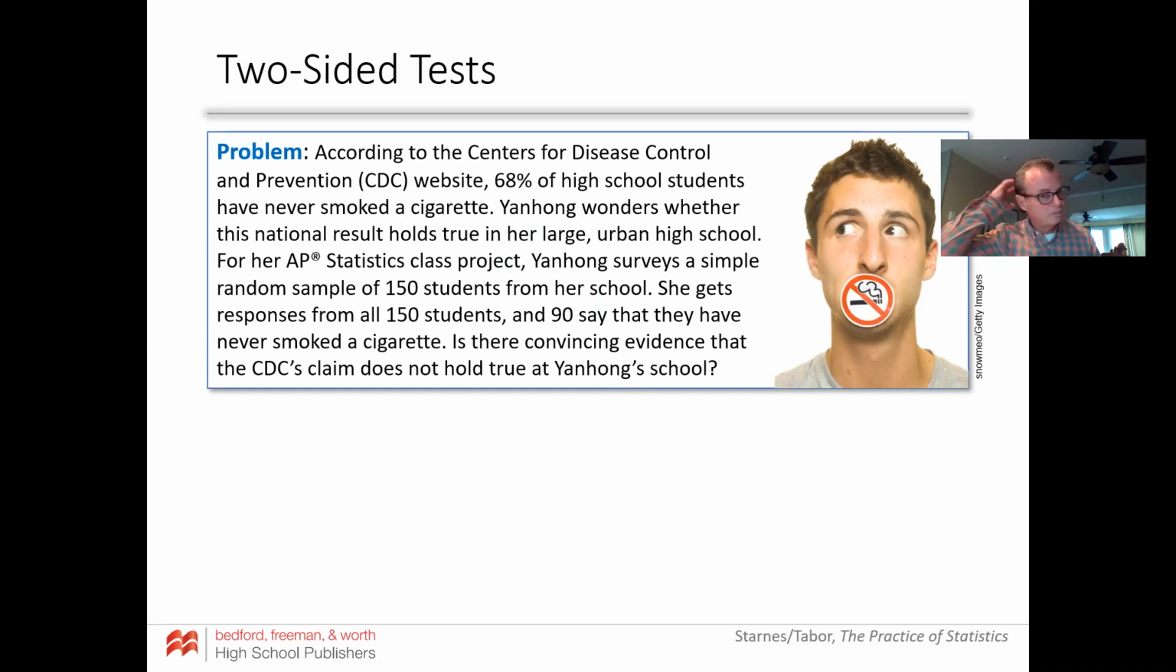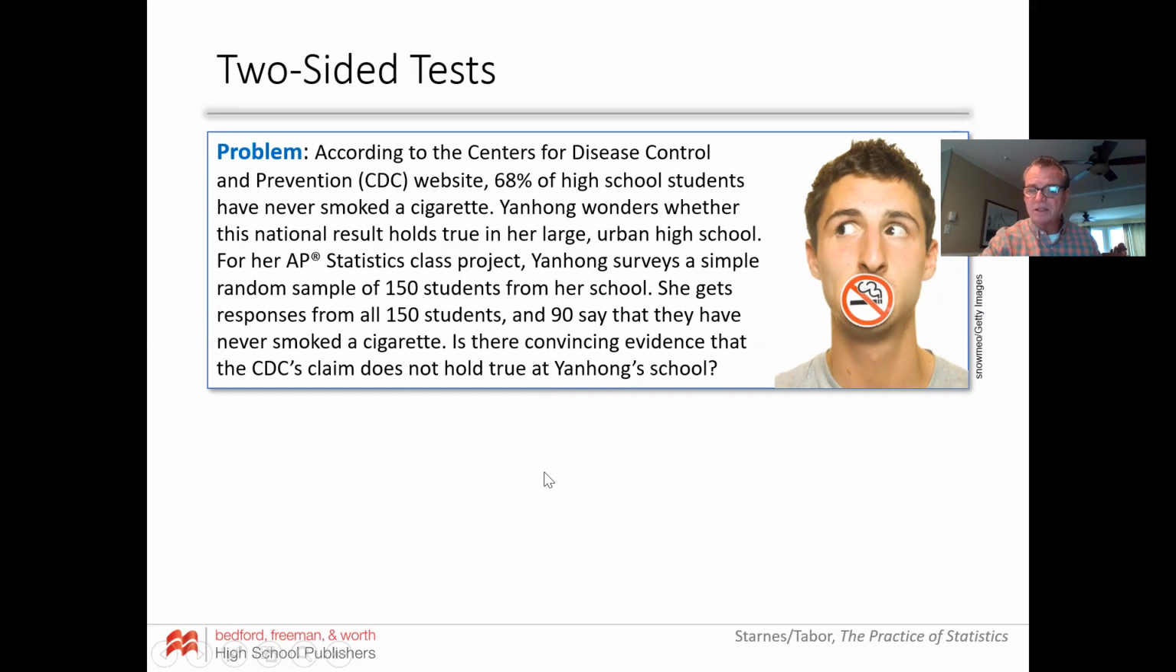So here's an example. Ready? According to the Center for Disease Control, so that's a parameter, 68% of high school students have never smoked a cigarette. So you take a sample, 150 students from the school, and you get an answer of 90 that have never smoked a cigarette.